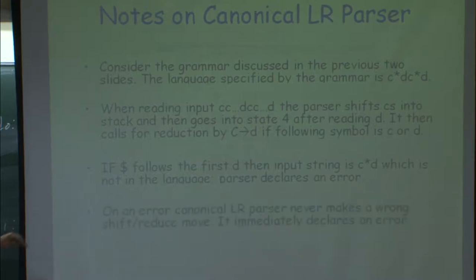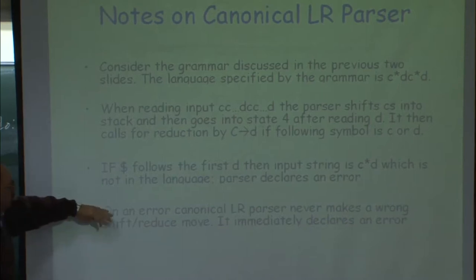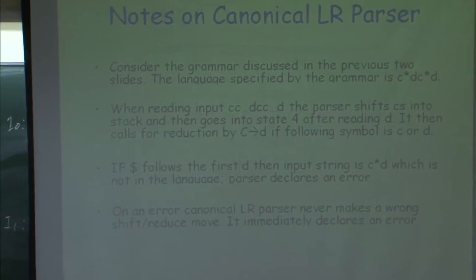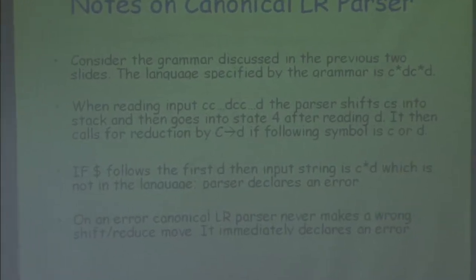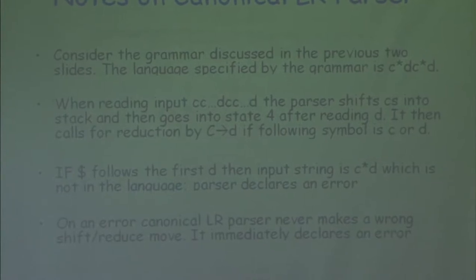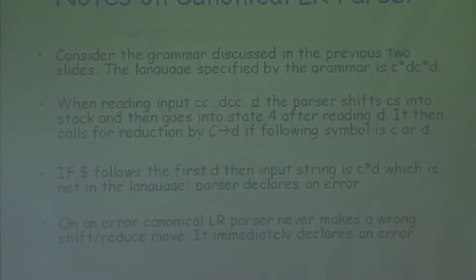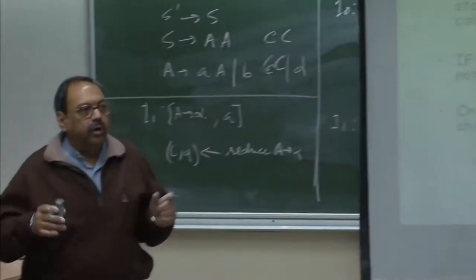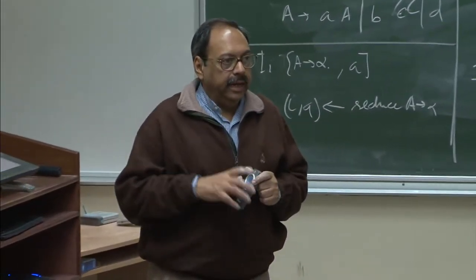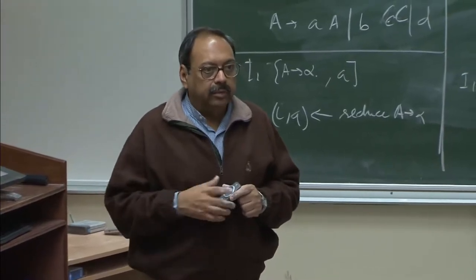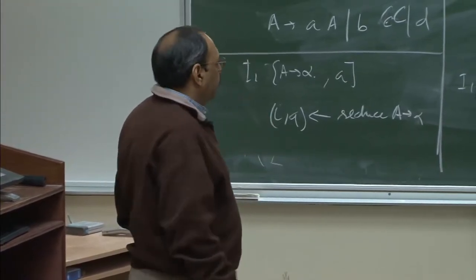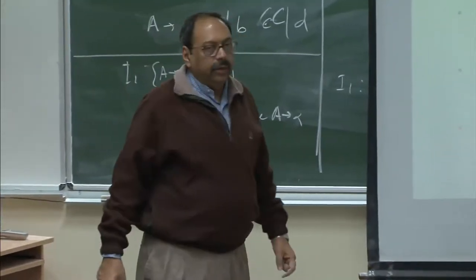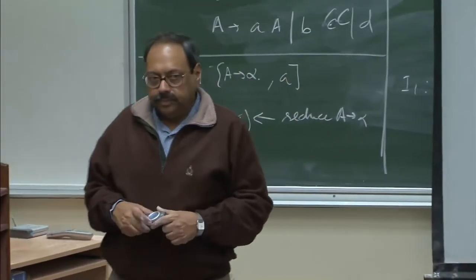So on an error, this canonical LR parser has a very interesting property, and it makes it the most powerful method: wherever there is a wrong input, it will just refuse to do any more shift and reduce. It will catch it right there. It will not permit you to do any shift or any reduce. Therefore, as far as error reporting and error recovery is concerned, this is the most powerful parsing method we know of. As far as the class of LR1 grammars is concerned, it does not permit any wrong move. The only problem is that the canonical LR parser can be very, very large.